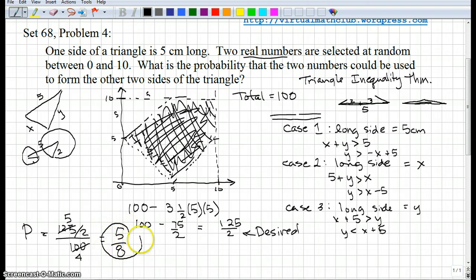So the probability that we choose two numbers at random between 0 and 10, where they're real numbers, any real numbers will do, the probability that they form a triangle with one side that is 5 is going to be 5/8.